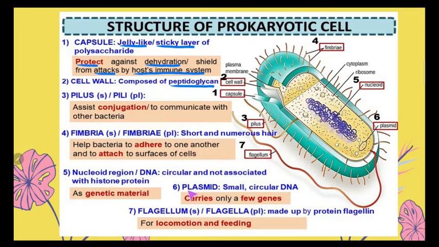And number 6, plasmid. Okay, here the plasmid is a small circular DNA. Because of its small size, it carries only a few genes. Only some bacteria have plasmid. Next is flagellum, singular, or flagella, plural. Okay, for flagellum, it is different from the eukaryotic cell. In prokaryotic cell, the flagellum is made up of the protein flagellin. Okay, differing from eukaryotic cell. And the functions of the flagellum are for locomotion and for feeding of the bacteria.